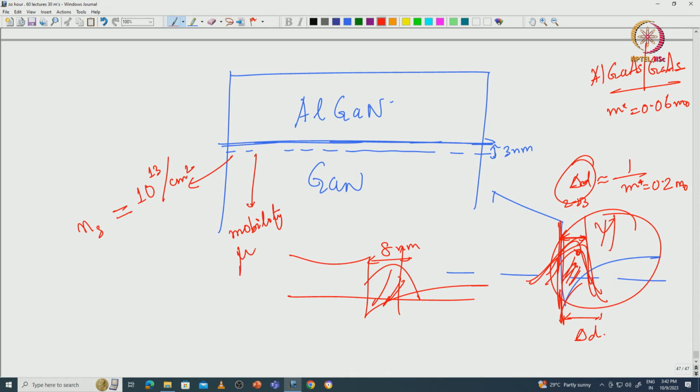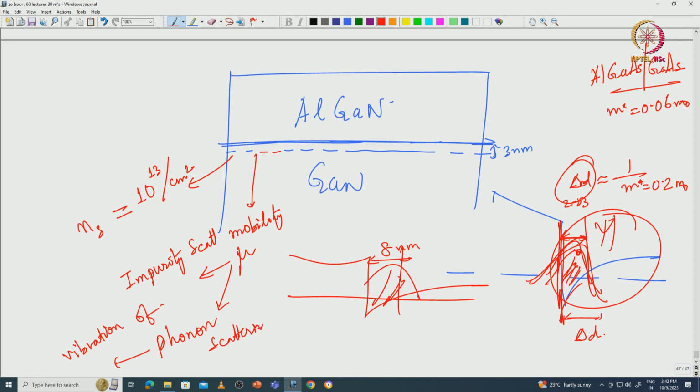So, typically we have studied in our standard semiconductor device classes that there are two factors by which mobility is affected. One is impurity scattering and one is phonon scattering. Okay. So, what happens is that a phonon is basically the vibration of atoms, correct? Phonon is the vibration of atoms.